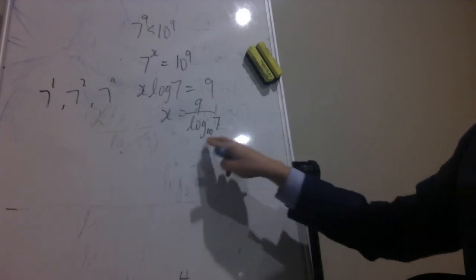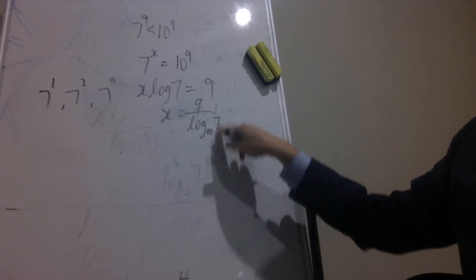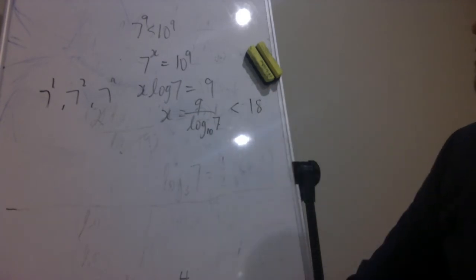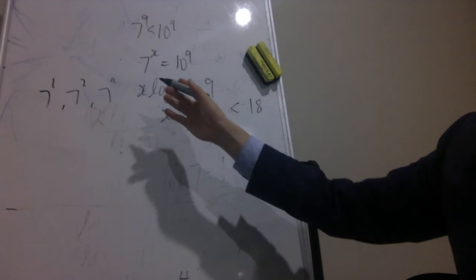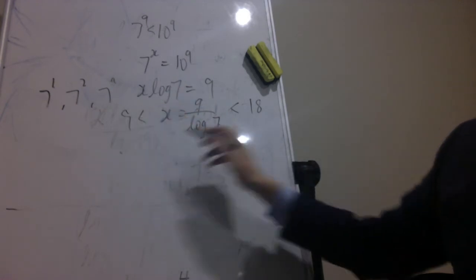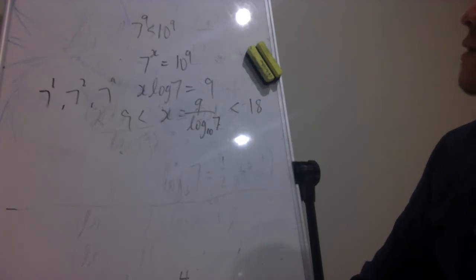But this suggests, if this is bigger than half, then this number is smaller than 18. So x is more than 9 and less than 18. So there are so many possibilities. How else can you do this?